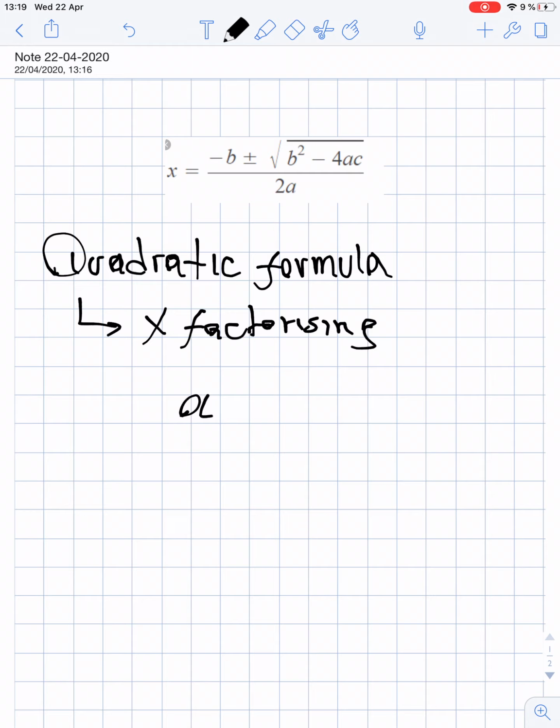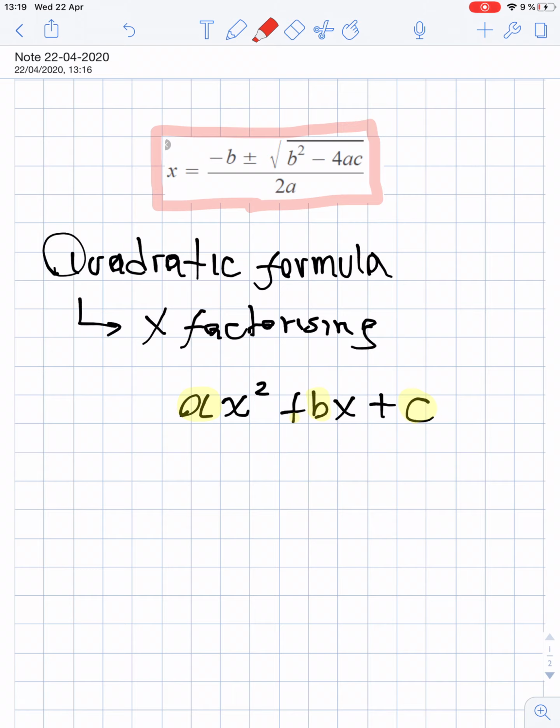Actually, when you have this form of the equation, ax squared plus bx plus c, and you have components for a, for b, and for c, we can use the formula we have above in order to find the roots or the values for x. Therefore, you have an x here because we are going to find the roots, or the x-intercepts.